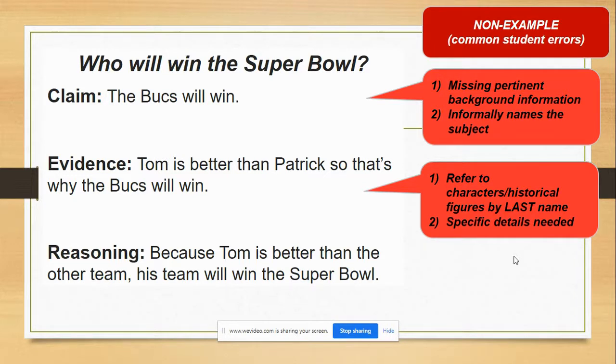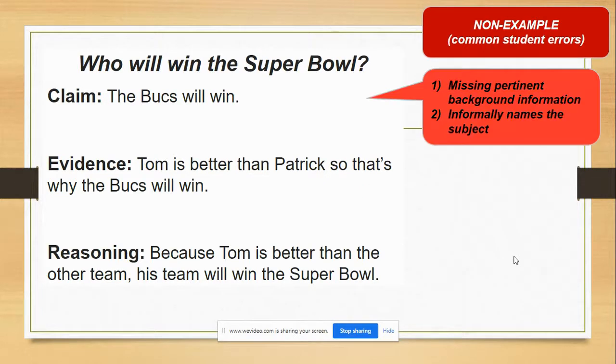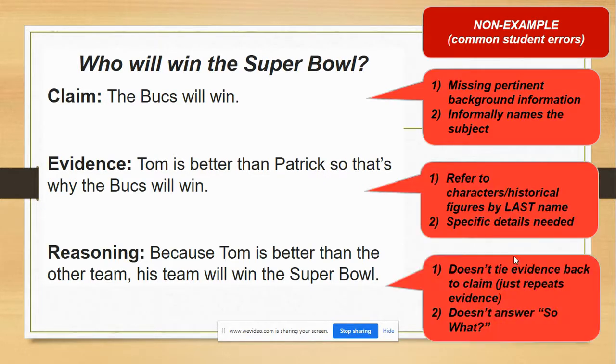The reasoning says because Tom is better than the other team, his team will win the Super Bowl. Okay? Common error that students will do here is it doesn't provide enough evidence to support the claim that's new. Right? This reasoning basically reiterates within the evidence, so it doesn't add anything important. It also doesn't answer so what. Why does this question about the Super Bowl matter at all?